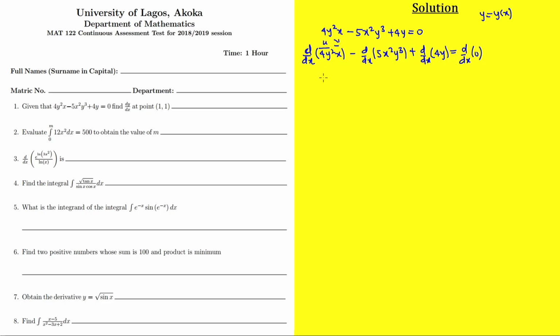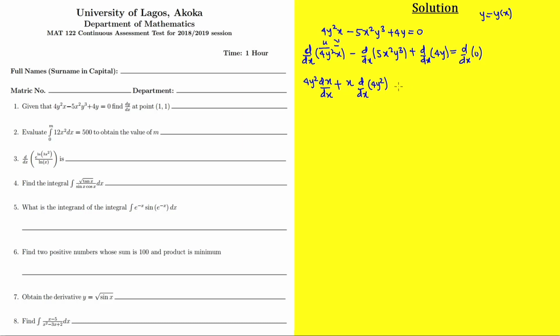You can recall the product rule: if you have y equal to uv, then the derivative of y with respect to x will be u dv/dx plus v du/dx. So if you do that, we are going to have u, that is 4y squared, times dv/dx, and our v here is x, so we replace it with x, then plus x times d/dx of 4y squared.